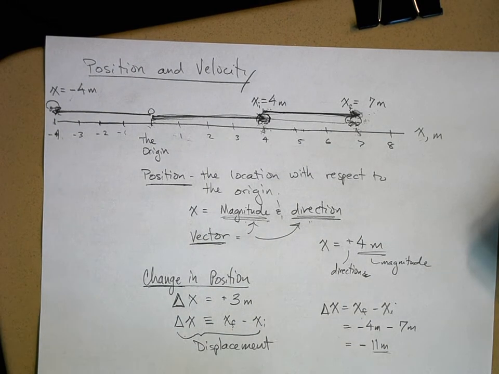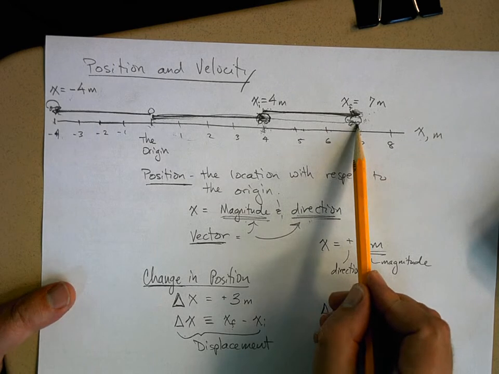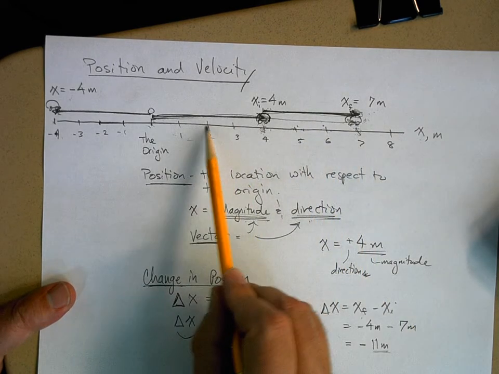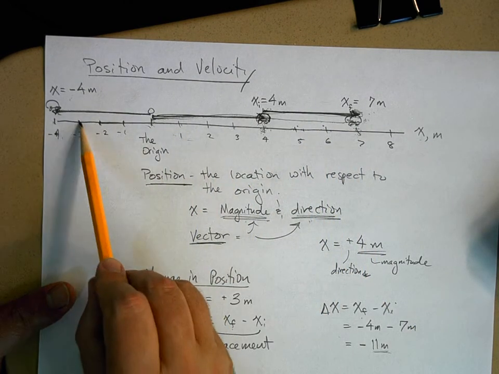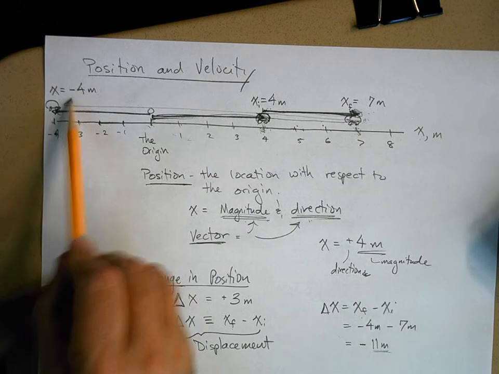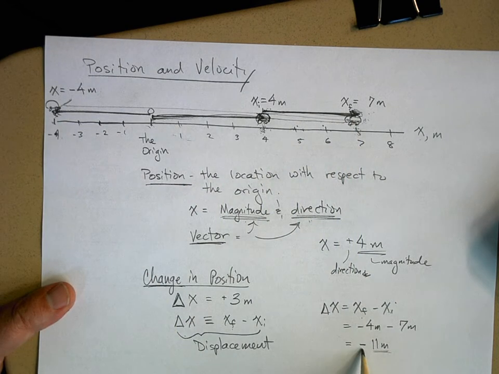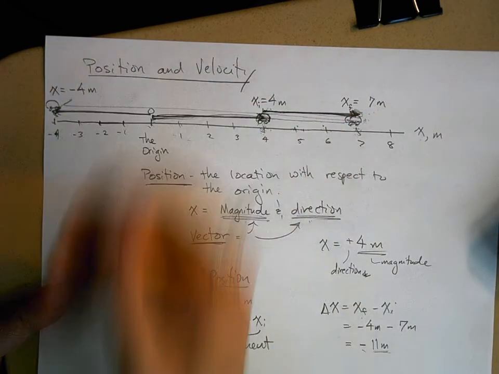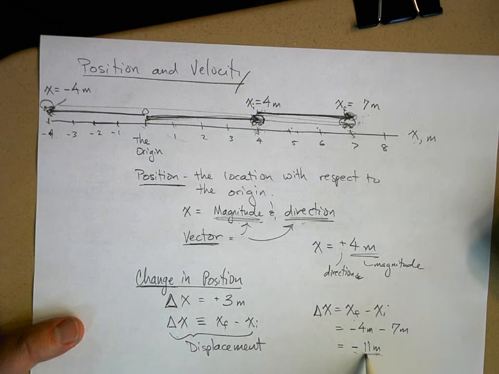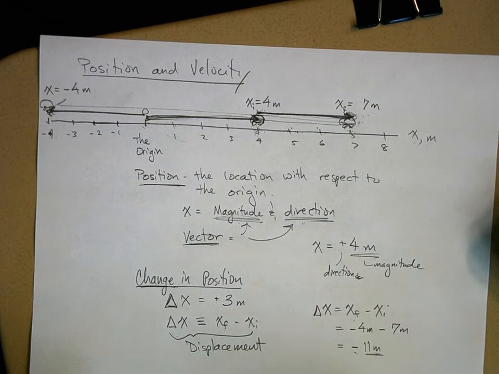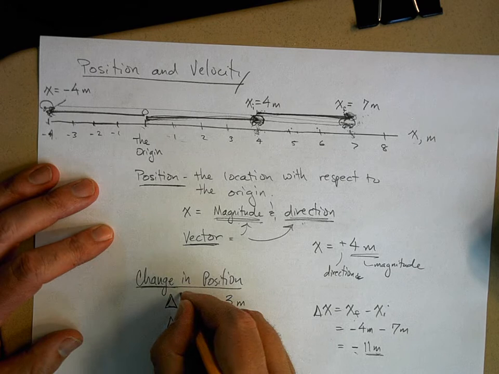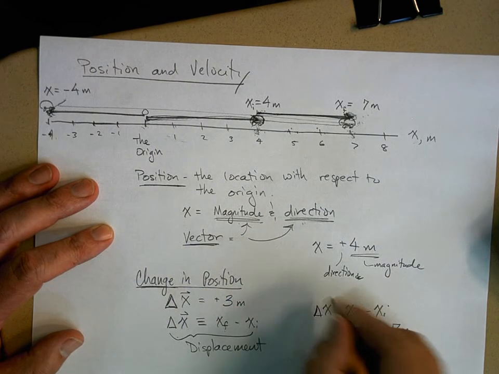Now what is the 11 meters? That's a magnitude. That means we had to go 1, 2, 3, 4, 5, 6, 7, 8, 9, 10, 11 meters this way. And what does the negative mean? To the left. So the magnitude and direction. Therefore, displacement is a vector quantity. And quite often, if things are a vector quantity, we'll put little arrows over the top of them, like this.